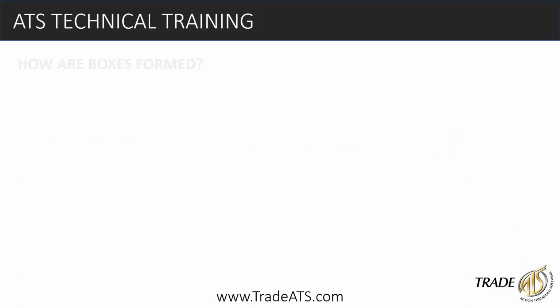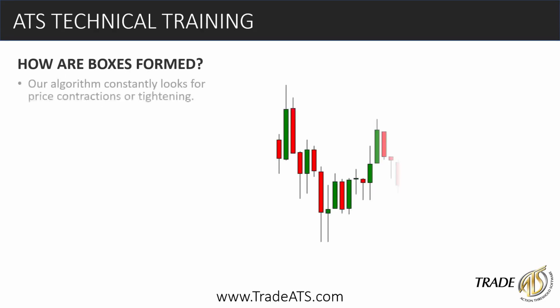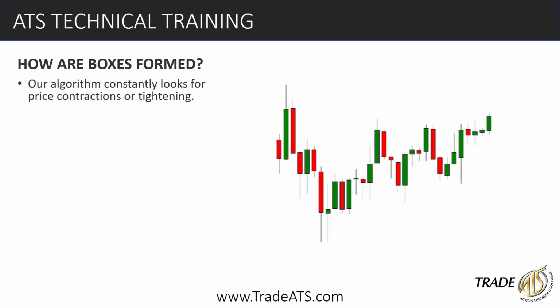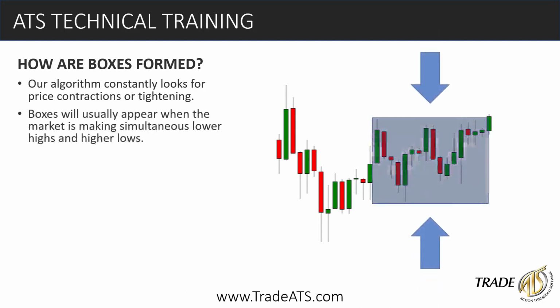So the first thing we're going to talk about is how are boxes formed. The ATS algorithm constantly looks for price contractions or tightening. Basically, the definition of a contraction phase in the market, tightening of price. Our algorithm is constantly scanning the chart for that to trigger, and when it does, it will form a box. The boxes will usually appear when the market's making simultaneous lower highs and higher lows. Now, there's more that goes into it than just that, but as a general rule of thumb, when price is tightening up, you're going to expect to see a box pretty soon.